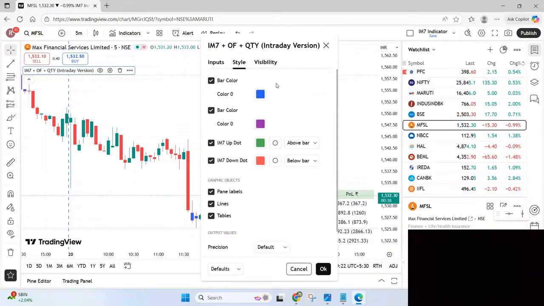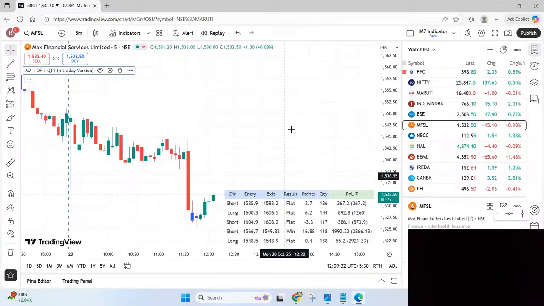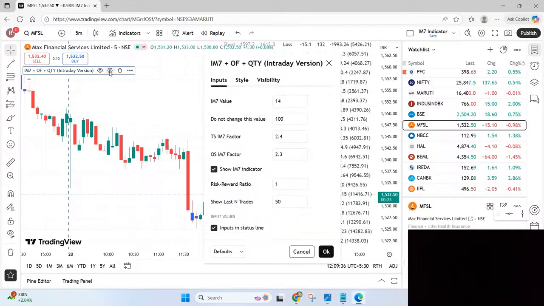How do you backtest this, right? So the only thing you need to monitor here is this: show last 10 trades. You can actually go up to 50 trades, or however many candles are available in the free version, right? But 30 is definitely available.